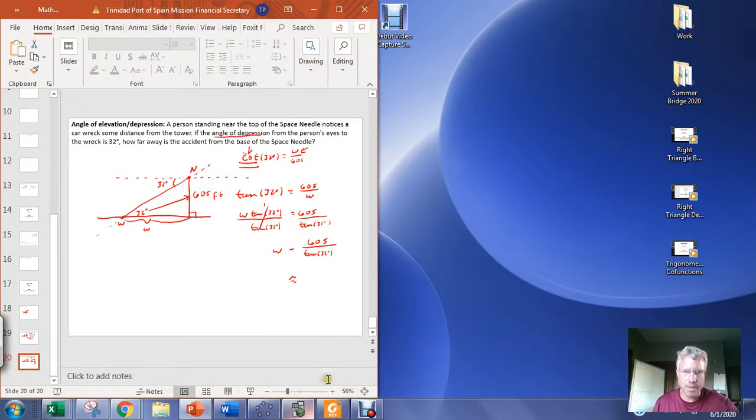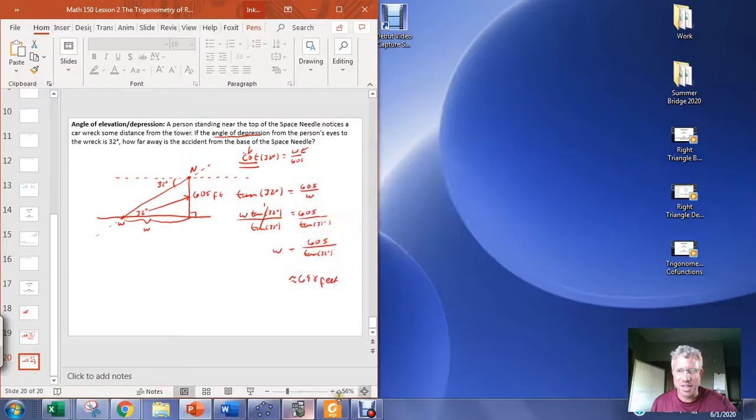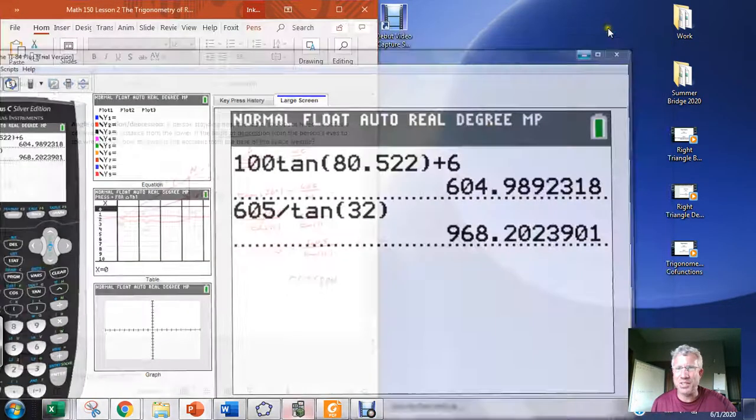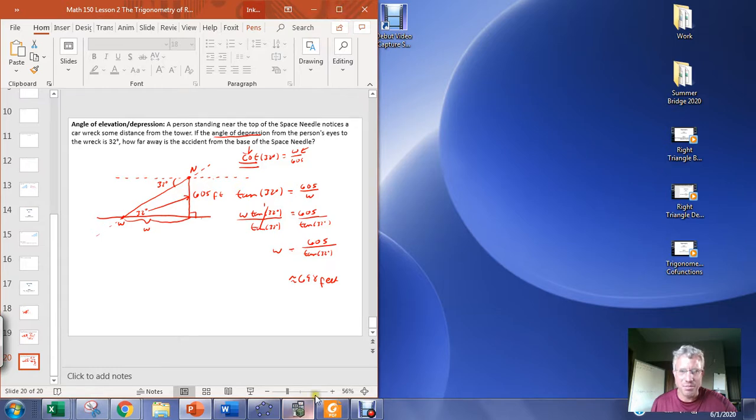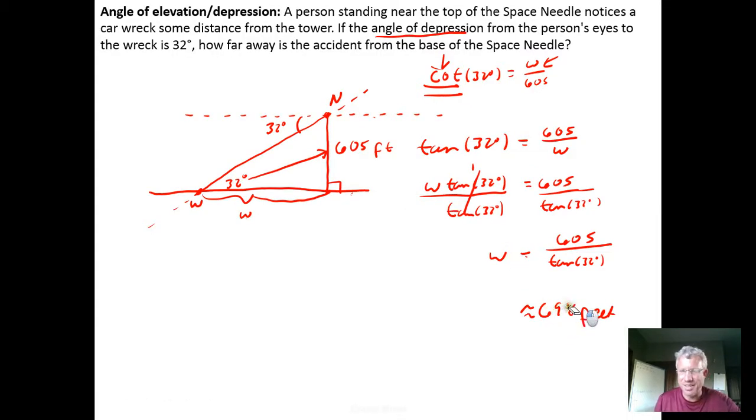So the distance from the base of the Space Needle to the wreck is about 968 feet. Let me check that one more time before I close the video. I got those two numbers backwards earlier. It's 968 feet, so cross out the mistake. It's about 968 feet, and life is good.